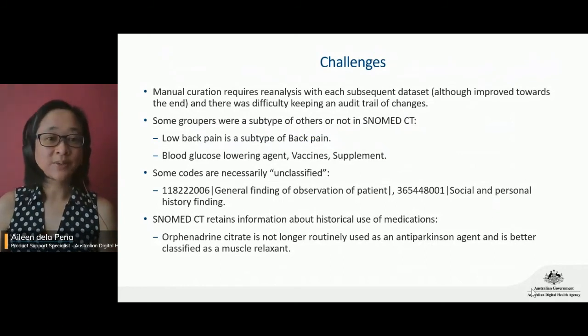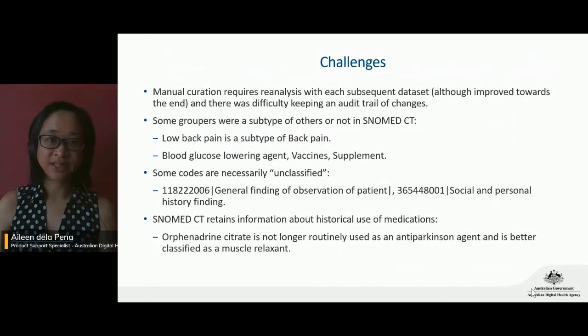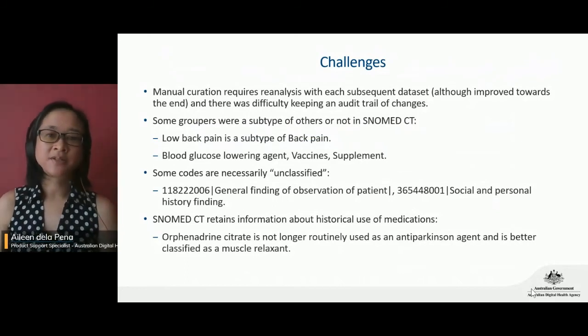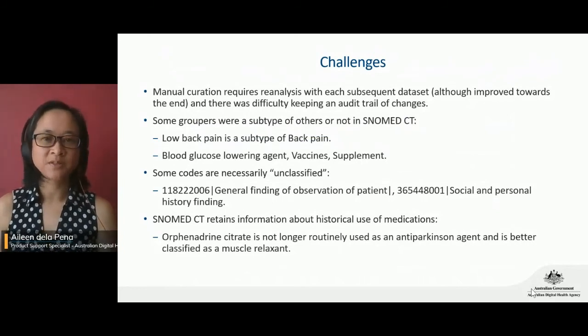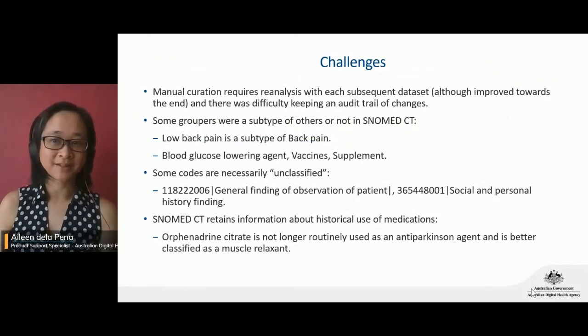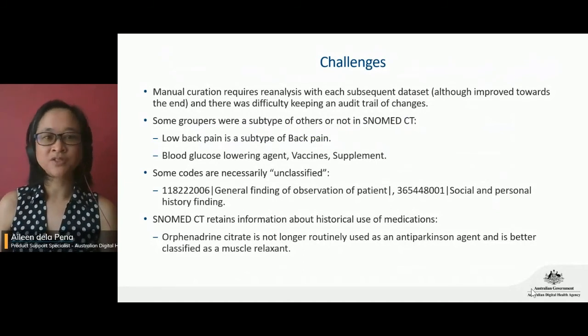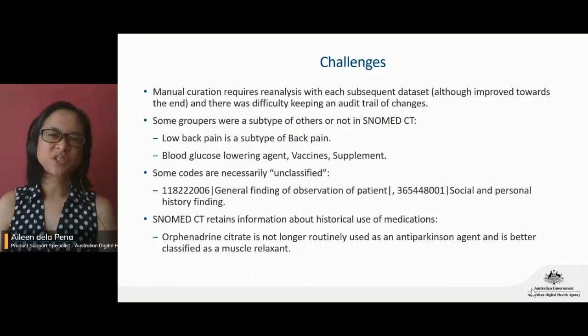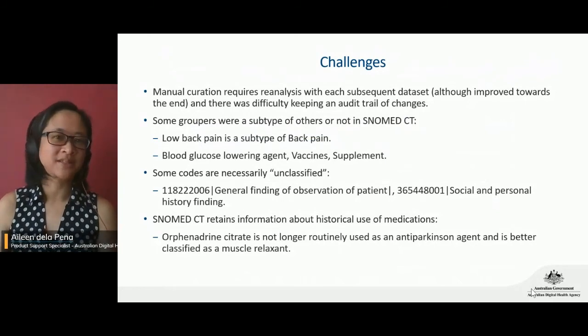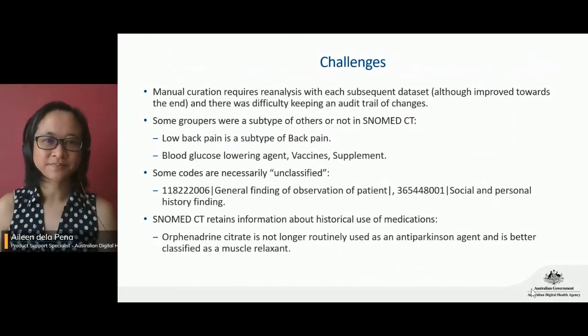And specifically, one interesting example was phenadrine citrate was coming up as both an anti-Parkinsonian agent and a centrally acting muscle relaxant. We did a bit of research, and it seems that the substance was used as a treatment for Parkinson's disease, but is no longer routinely used that way. So that's just something to be aware of: historical information may be represented in SNOMED. Next slide.